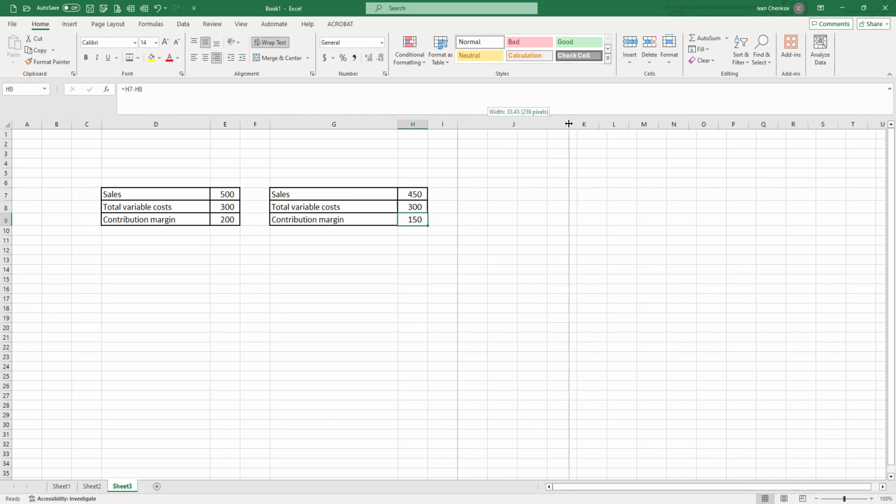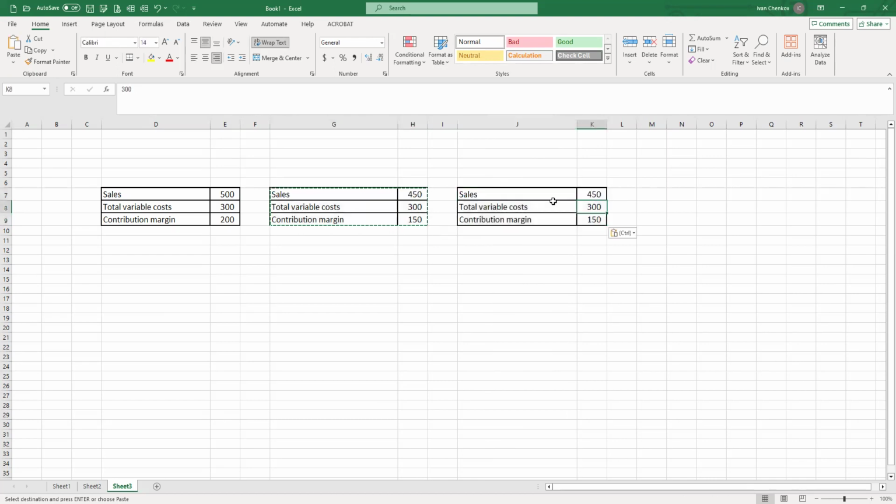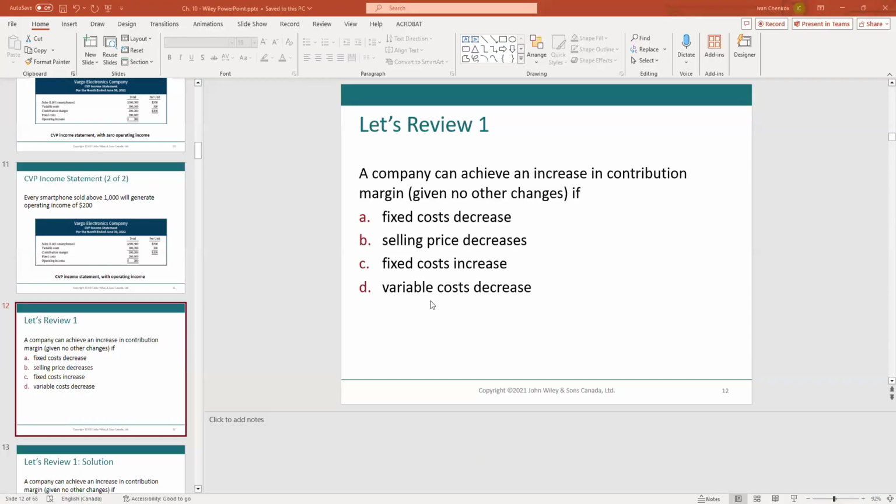The other option is to reduce the variable cost. 500 is my original state. If I reduce my variable cost to 200, did I improve the contribution margin? Yes. So in that case, what will be the right answer? D. Variable cost. If I decrease the variable cost, contribution margin is going to go up.